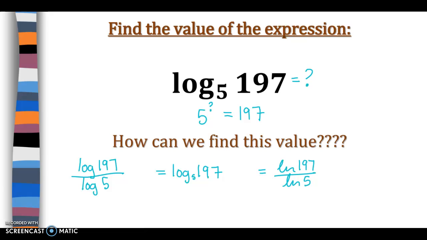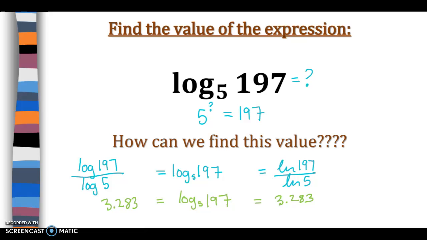When you plug these both into our calculators, the log of 197 divided by the log of 5, we get 3.283 for this side. And then for this side, we also get 3.283. So our expression is equal to the log base 5 of 197. No matter which change of base formula we do, we get the same thing because that's what our expression is equal to.